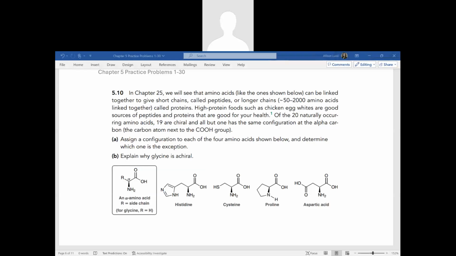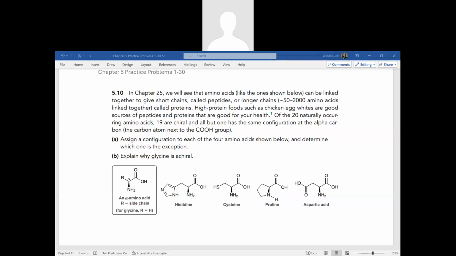In problem 10 from chapter 5, we are given some structures of amino acids: histidine, cysteine, proline, aspartic acid, and the first structure in the box, that's glycine. So we're told a little bit about what amino acids are. They form peptides, and amino acids can form longer chains, can form proteins, etc.